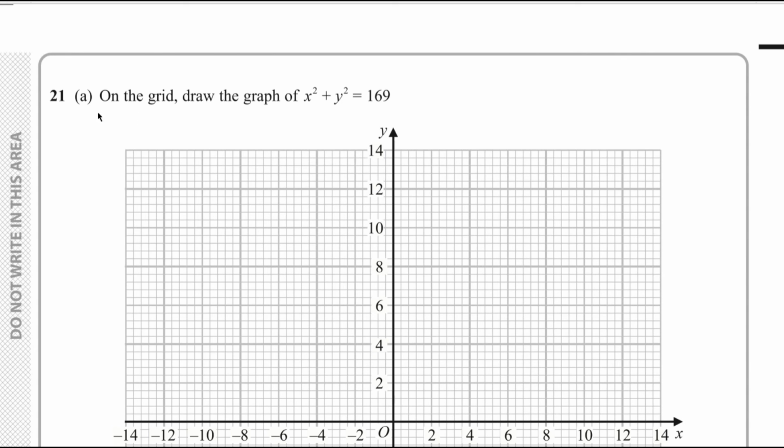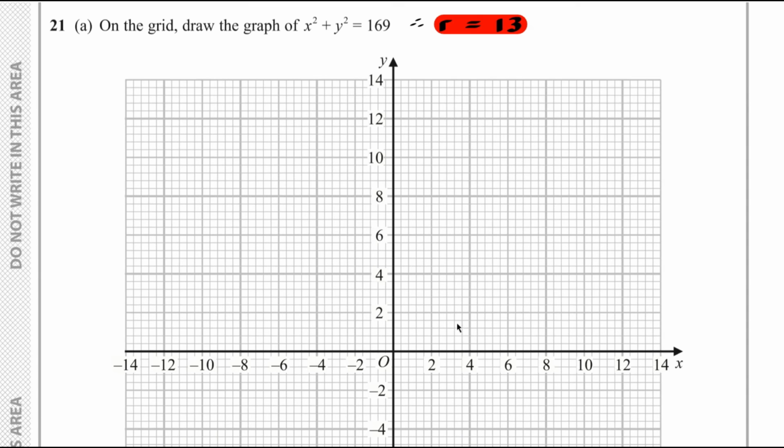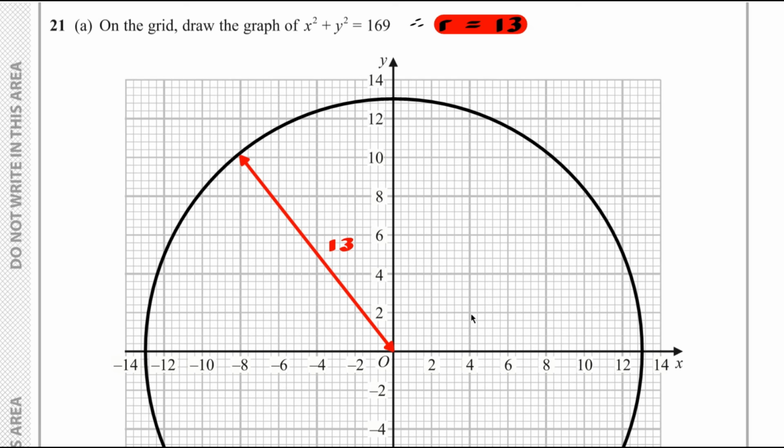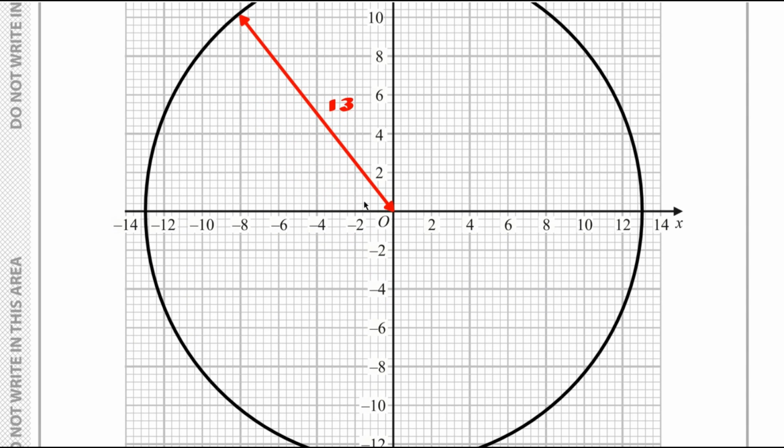Question number 21, part A. On the grid, draw the graph of x squared plus y squared equals 169. The first thing we need to do is recognize that this is a circle with a center at the origin, and we need to find the radius. The radius is the square root of 169, which is 13. So if I draw a radius of 13 as we see here, and then draw my circle, what you can see is we've got the graph of x squared plus y squared equals 169.